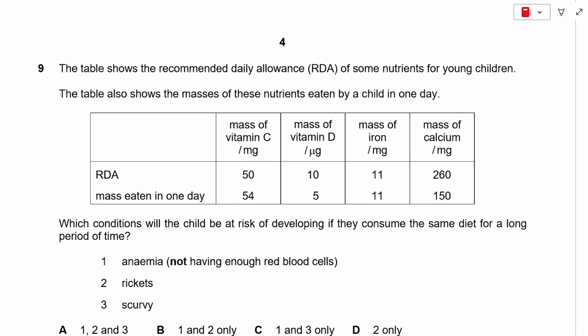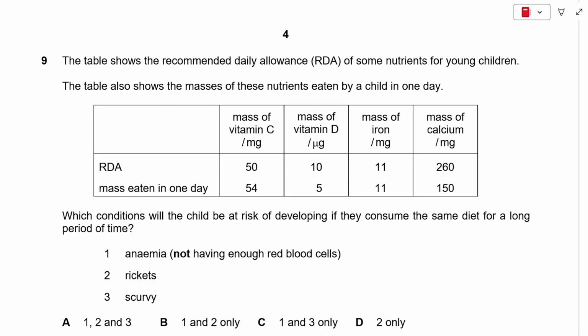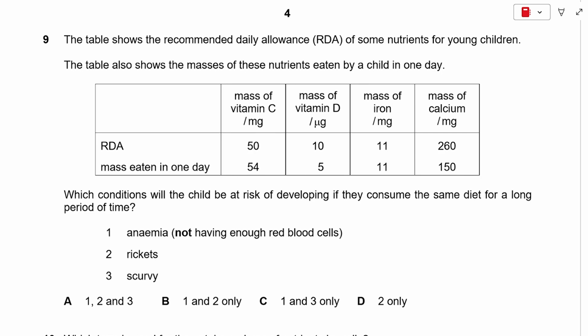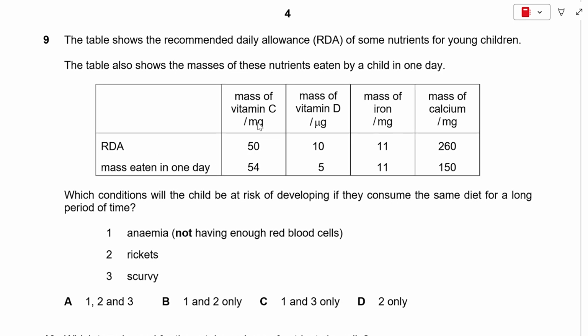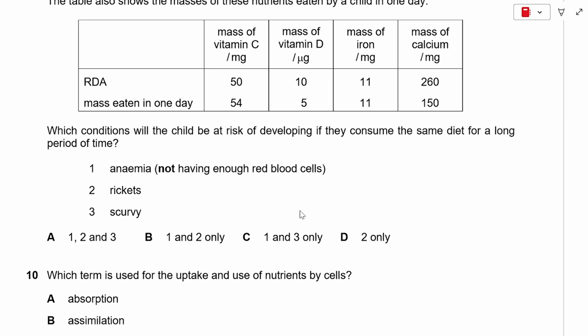Question 9 says, the table shows the recommended daily allowance of some nutrients for young children. The table also shows the masses of these nutrients eaten by a child in one day. Okay, so here we have the recommended daily intake for vitamin C is 50, vitamin D 10, iron 11, calcium 260. Mass eaten per day, we have vitamin C 54, vitamin D 5, iron 11, and calcium 150. Then the question says, which conditions will the child be at risk of developing if they consume the same diet for a long period of time?